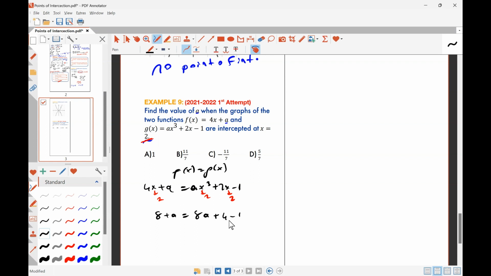Let's simplify this a little bit. 4 minus 1 is 3. Bring 3 to the left. 8 minus 3 makes 5. And bring a to the right. It is 7a. Divide both sides by 7. A becomes 5 over 7. So there is no none in the options. 5 over 7 is already there in option D.